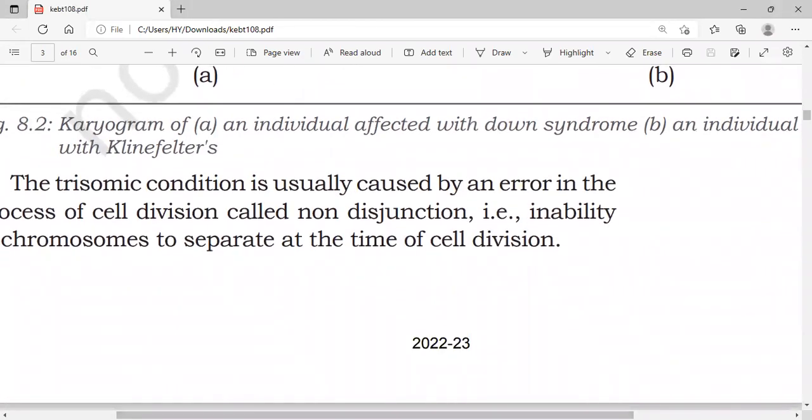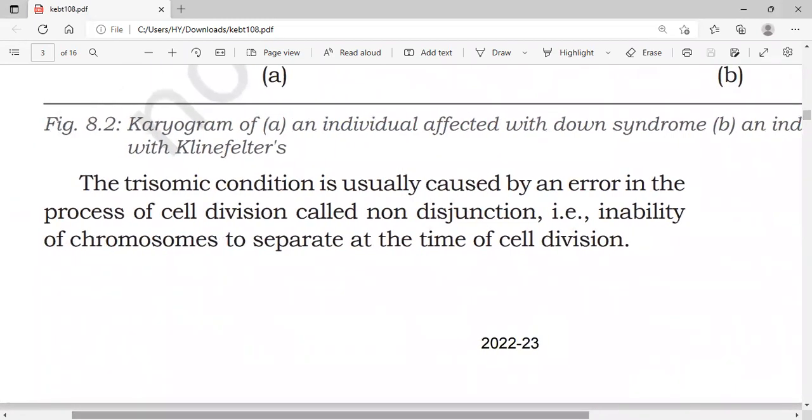One more chromosome makes it trisomy of 21, it's called. The trisomic condition is usually caused by an error in the process of cell division called non-disjunction. That is the inability of the chromosomes to separate at the time of cell division. So if the chromosomes are unable to separate during cell division, this is known as non-disjunction. The trisomic condition is caused due to this error in cell division.